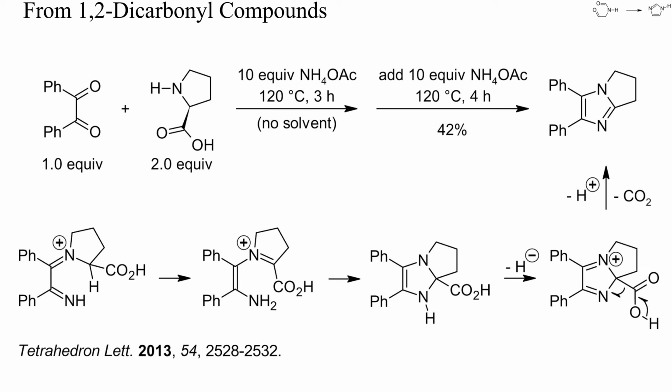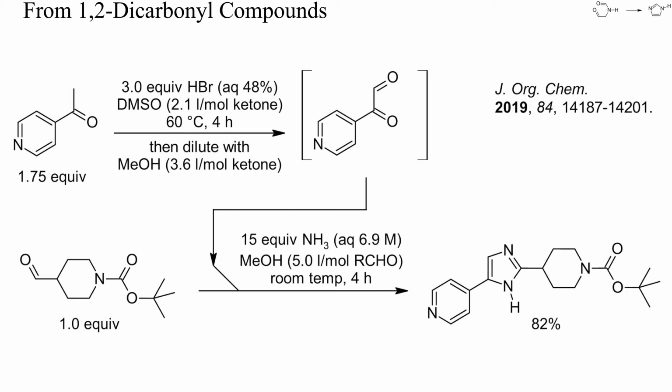Also, secondary amines can react with 1,2-diketones to the corresponding imidazoles. Here proline was condensed with benzil, but in principle other secondary aliphatic amines should also react this way. In this example, a 1,2-dicarbonyl compound was generated in situ from 4-acetylpyridine by oxidation with DMSO. Condensation with an aldehyde and ammonia already proceeded at room temperature and in high yield.